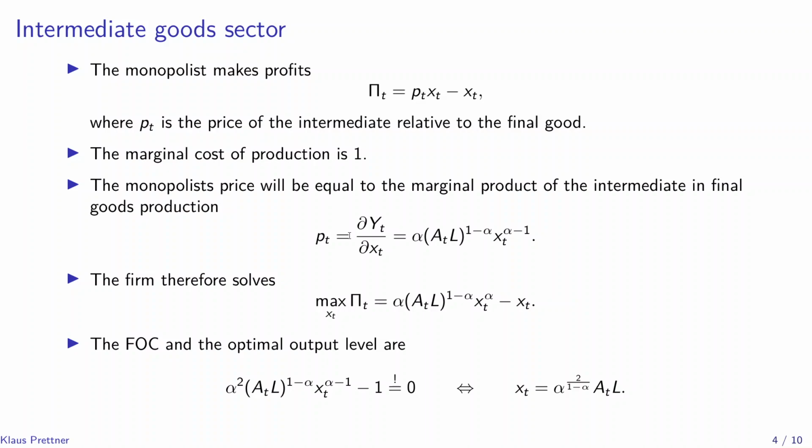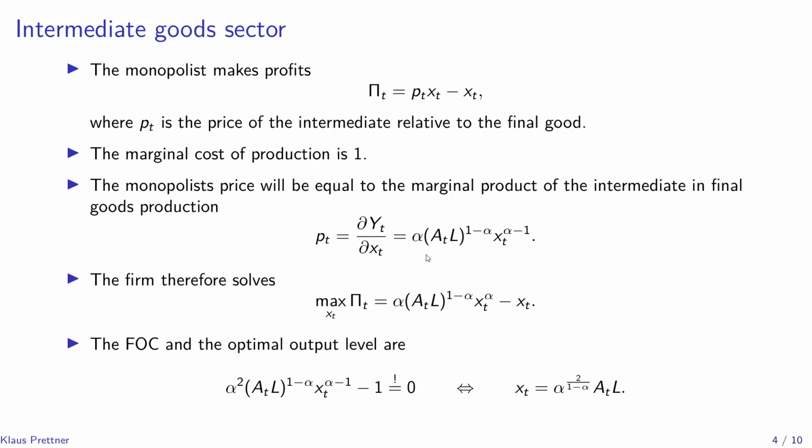Now the price function that the monopolist faces on the market is the inverse demand function from the final goods sector. So the final goods producer would basically be willing to pay the price p_t, the marginal product of the intermediate, to buy it in order to be able to produce.